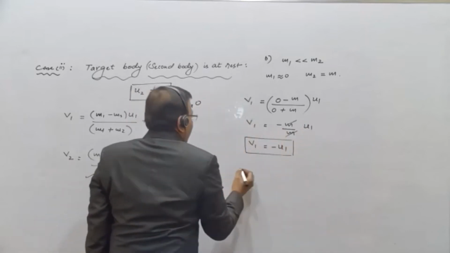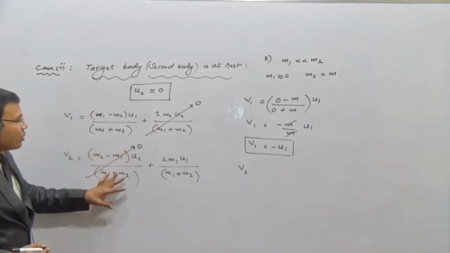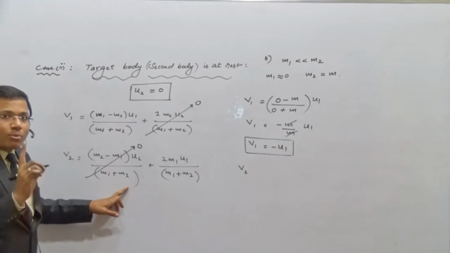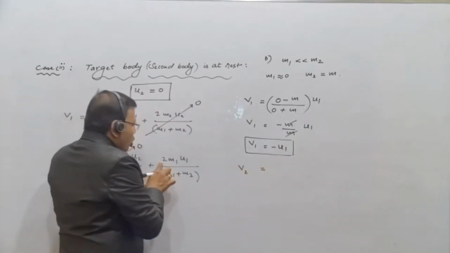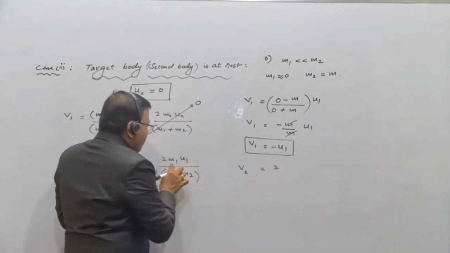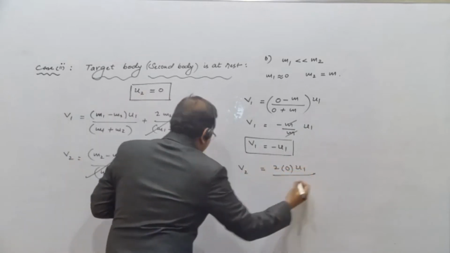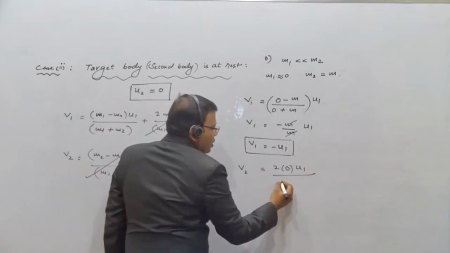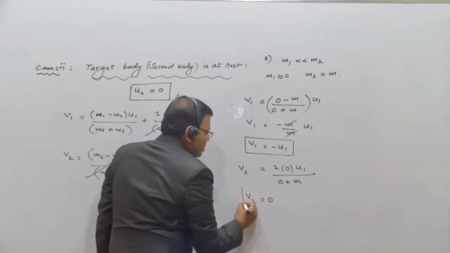Now let us go for v2. चलिए, we go for this v2 also. This is already zero because the second body is at rest, target body is at rest. इसमें substitute करेंगे हम. That is equal to 2 m1, it is zero, negligible, into u1 by m1 plus m2, 0 plus m. So directly I will write it is to be 0.